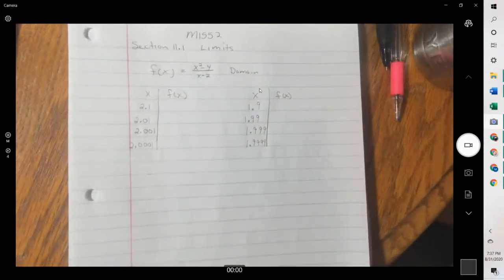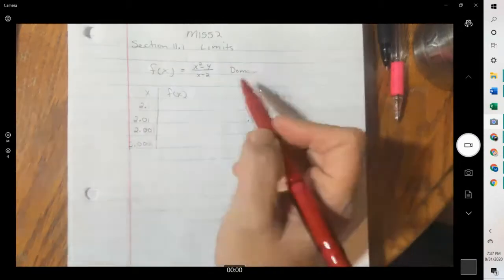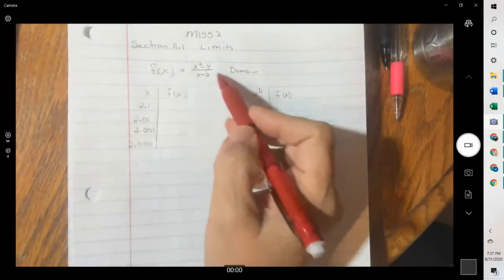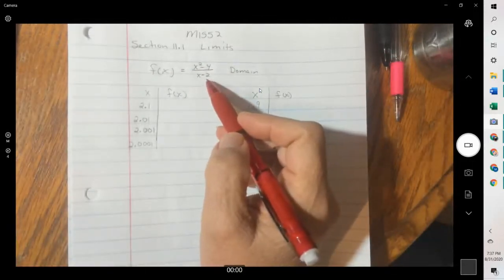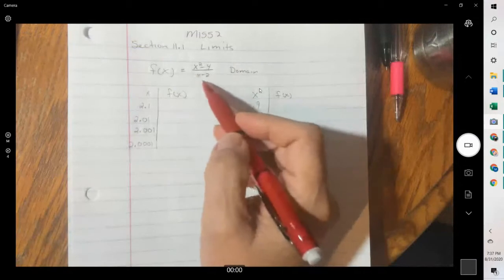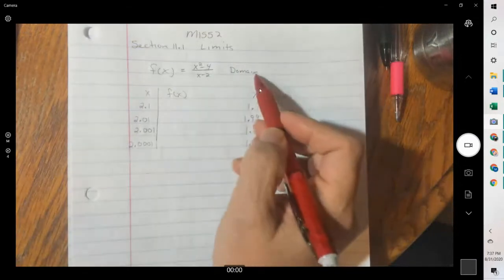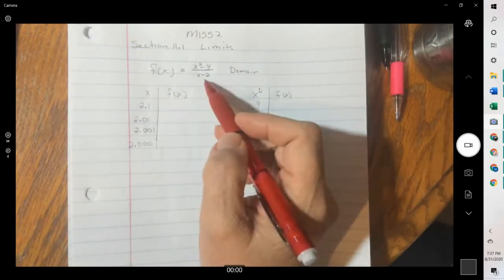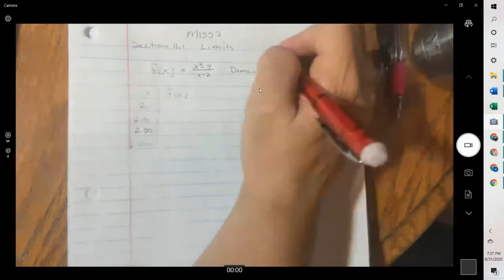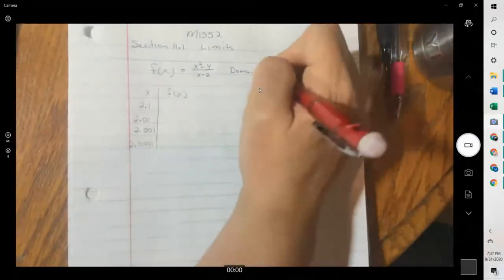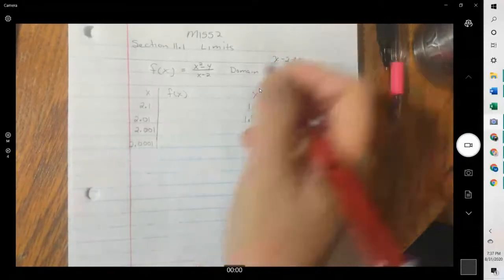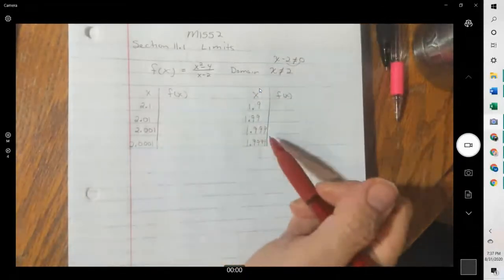When we're talking about limits, you're talking about how it gets close to the line or a value. And when we look at this function, we know that x cannot equal 2 because that would give us 0 in the denominator. So our domain would be everything except for 2. Bringing the 2 over, x cannot equal 2. So we want to find out what happens as it gets close to 2.